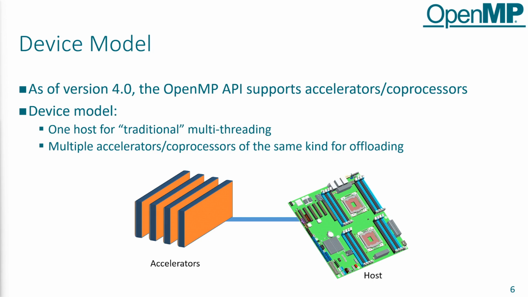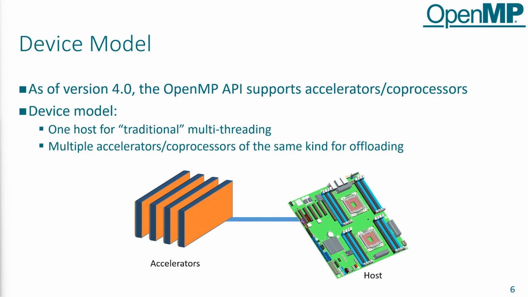So the device model works like this. There's a host for traditional multi-threading. That's the usual thing where you have CPU cores, where you have your operating system, and where a bunch of operating system level threads are exposed to the programmer via OpenMP as OpenMP threads. Right, and then you can do everything that we had in OpenMP. You can do work sharing, you can do tasking, you can do SIMD and whatnot.